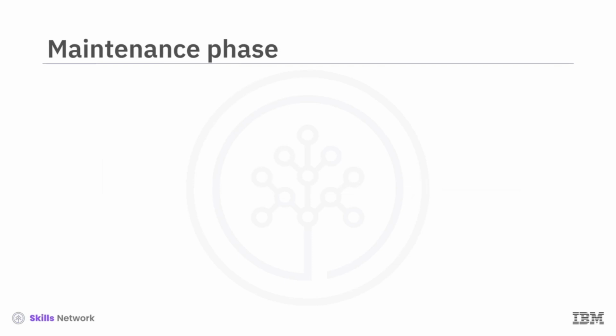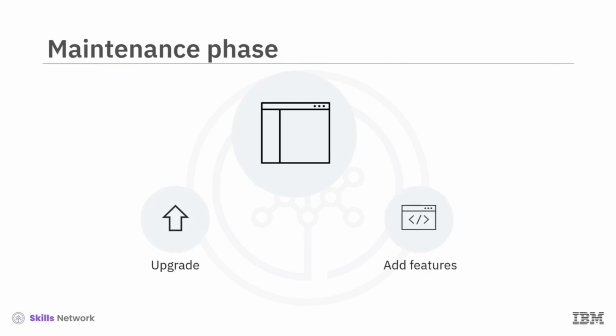The last phase in the application development lifecycle is maintenance. The application might need an upgrade, or you might need to add new features. In this case, the new features must go through all previous phases before being integrated into the application version deployed in production.